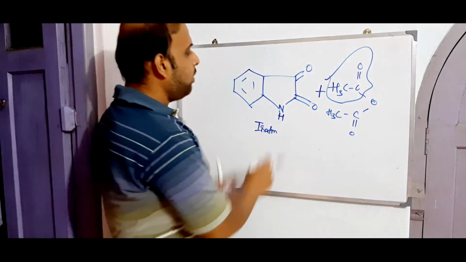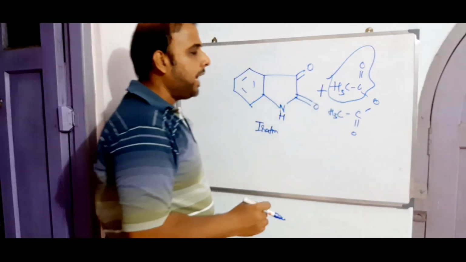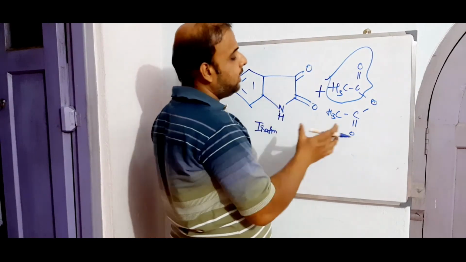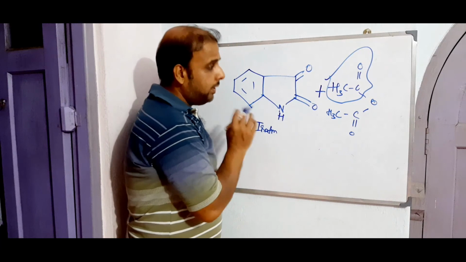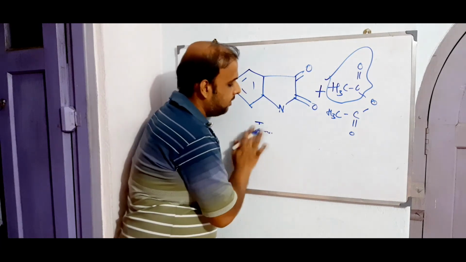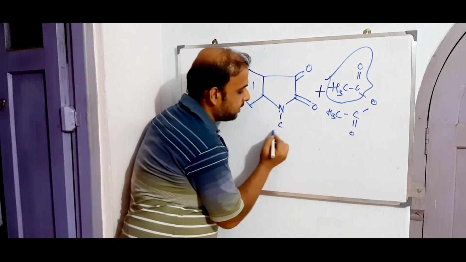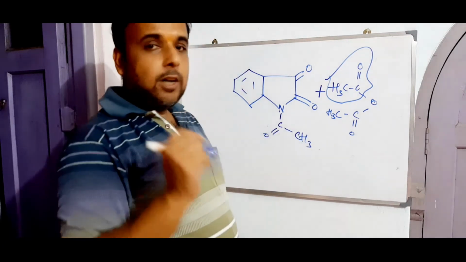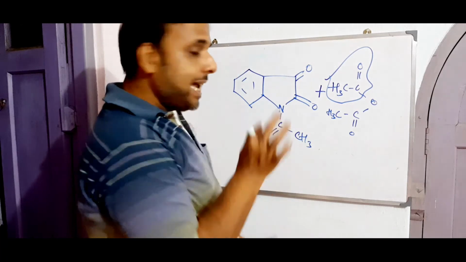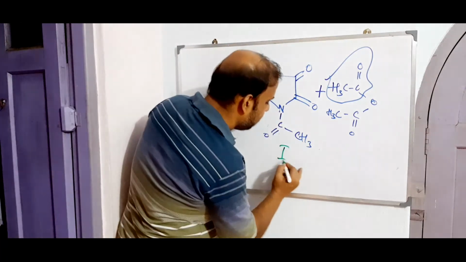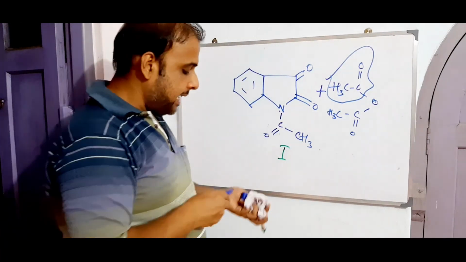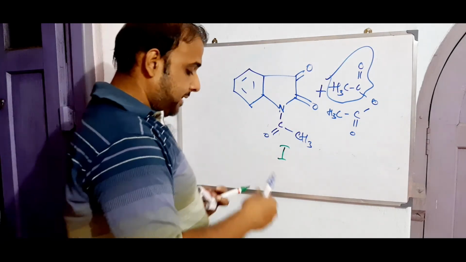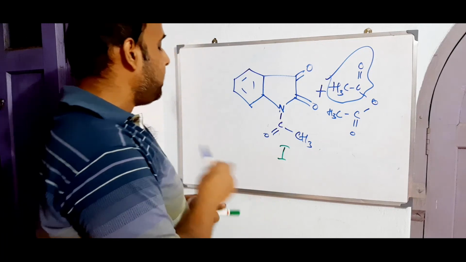Now once this reaction takes place, as a result we'll get a product like this. So now we got the first intermediate, and that is nothing but N-acetyl isatine. So this is the first intermediate, N-acetyl isatine. Now what next actually? Let us see what next.